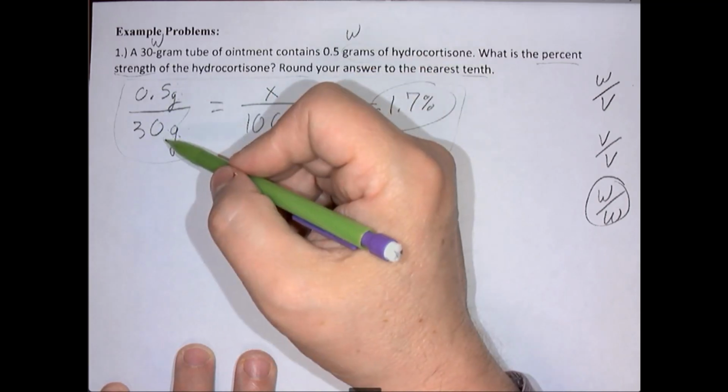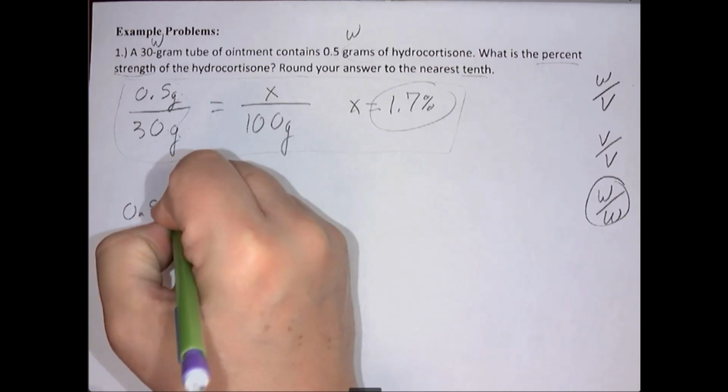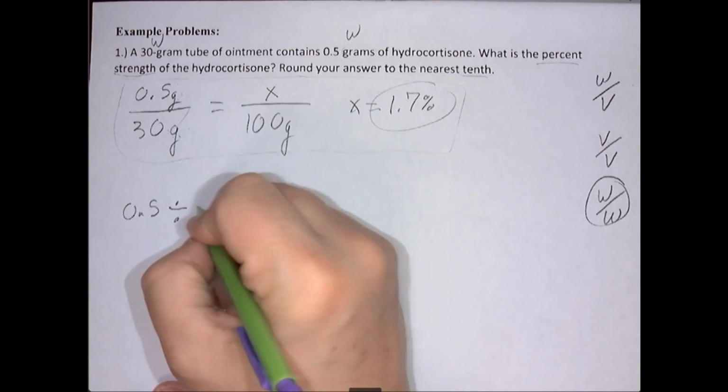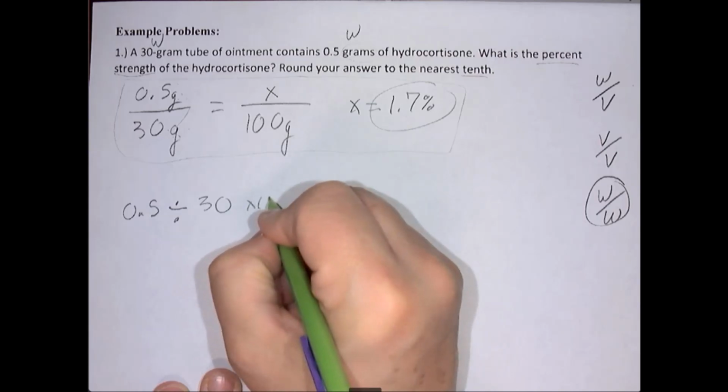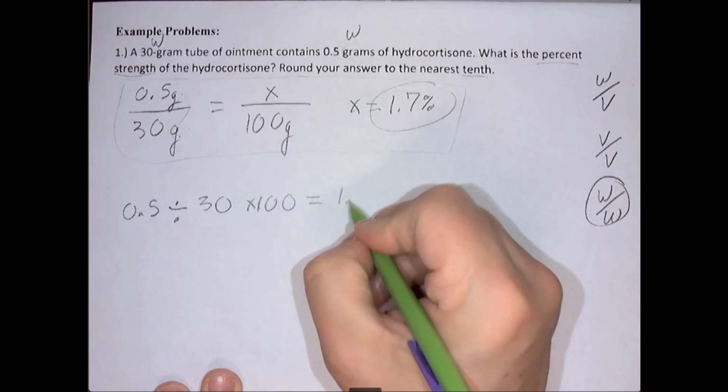Then you can just follow an algorithm to convert a fraction to a percentage. And of course, that algorithm is the numerator divided by the denominator times 100. And if you do that, you're going to end up with, rounded to the tenths place, 1.7.